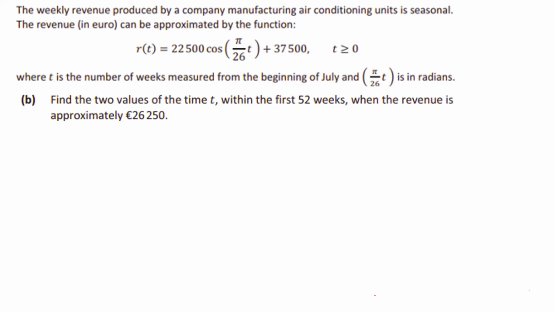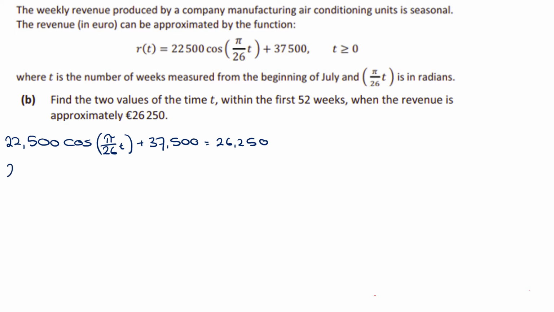So part B says, find the two values of t within the first 52 weeks where the revenue is approximately 26,250. So they've given me the revenue this time. So I'm going to set up that equation. 22,500 cos of pi over 26t plus 37,500, and that's going to equal 26,250. So I'm trying to get cos on its own.